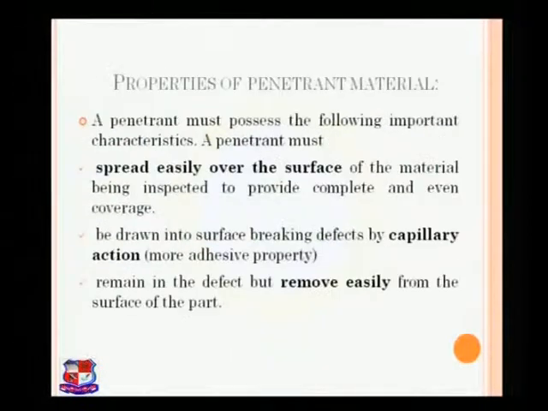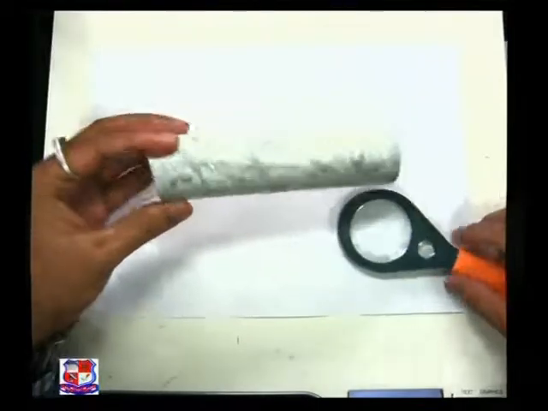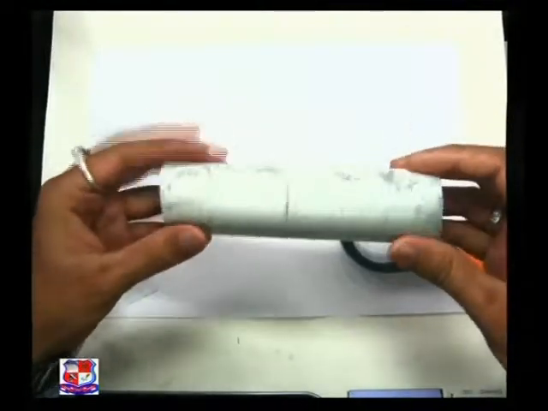I'll give you the slide. So these are the steps. First step is we need to clean the surface. Let's say we are having one specimen. Here we are having a specimen, and we'll check what kind of surface depositions are there.